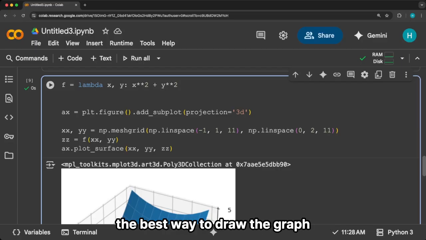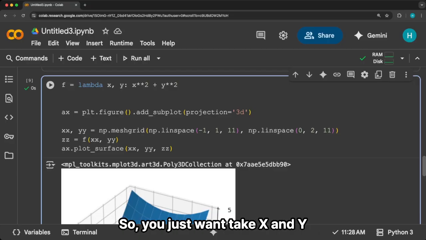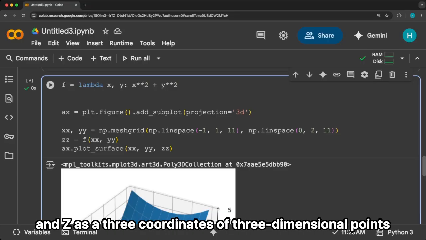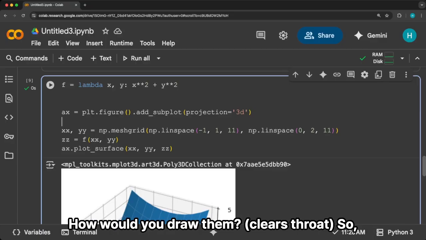In this case, the best way to draw the graph is just to draw the image of the function, just the codomain of the function. So you just want to take x, y, and z as the coordinates of 3-dimensional points and draw them, right? How would you draw them?